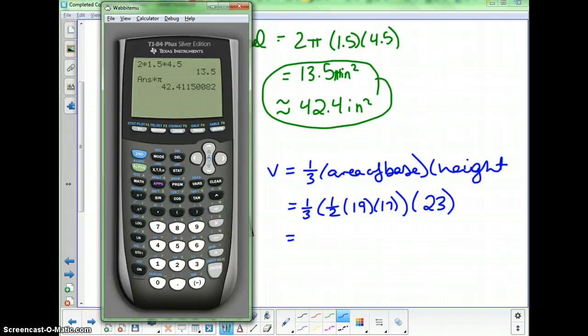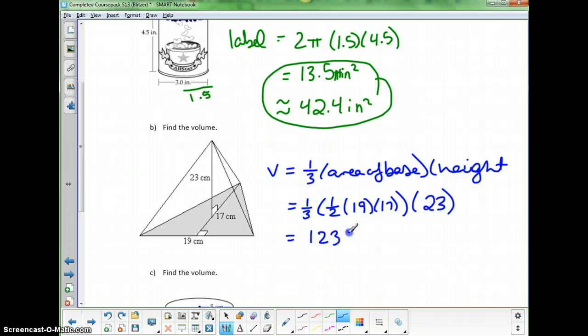Let's go over to the calculator. We want 1/3, the fraction, just type it in with the division key, times 1/2 times 19 times 17 times 23. 1238.17 in centimeters cubed for volume.